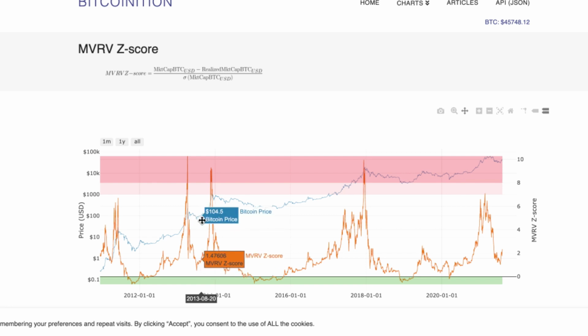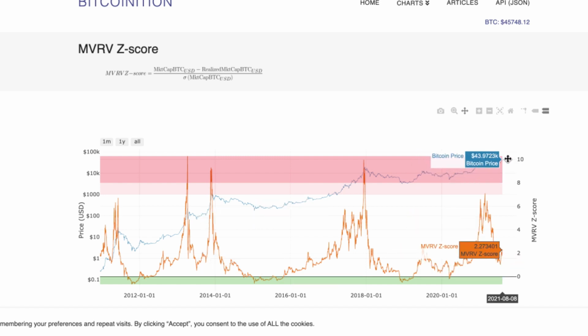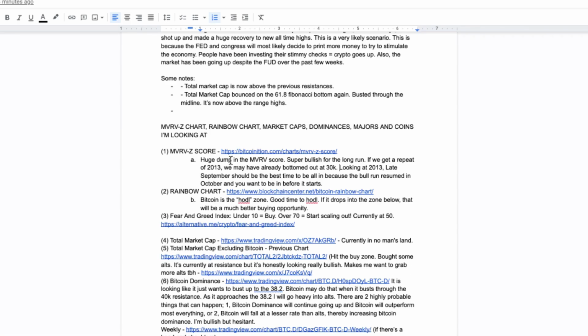We're a little bit higher on Bitcoin than where I thought we would be. I thought we would be around 36 or 38 right now, but we're all the way at 43. So it's moving up at a much higher pace than what I was expecting. But I did say last time, huge dump, super bullish for the long run. If we get a repeat of 2013, we may have already bottomed out at 30K. So that was a pretty good analysis.